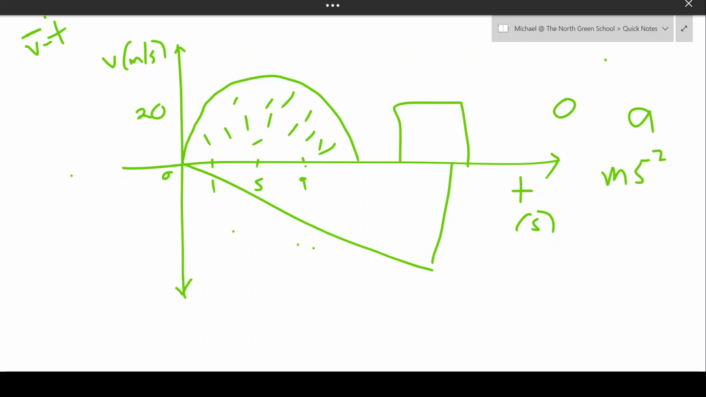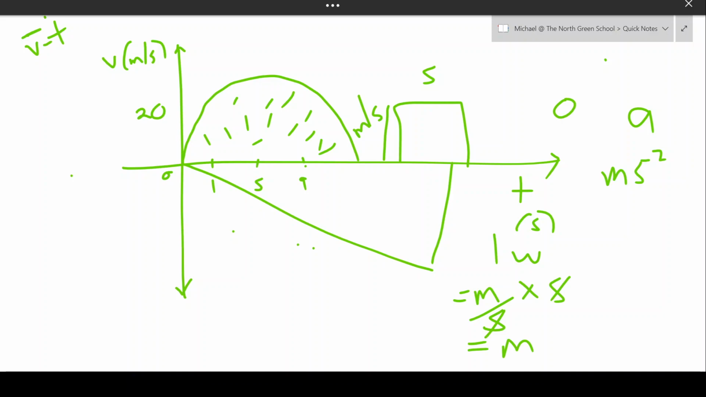This side, the height, what will be the units? Well, that's on the y-axis, so it's meters per second. And then the x-axis is seconds. The formula for area is length times width, which will be meters per second times seconds. And when you cancel those out, you have meters.